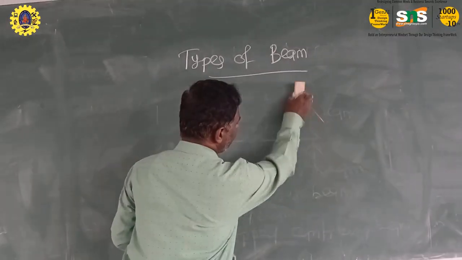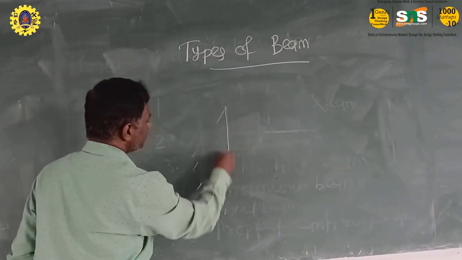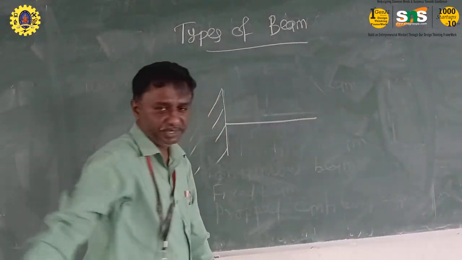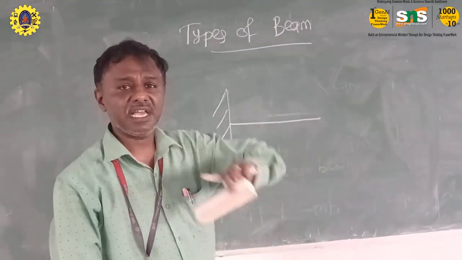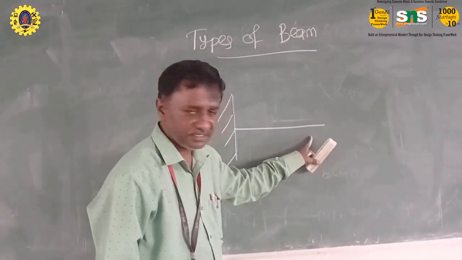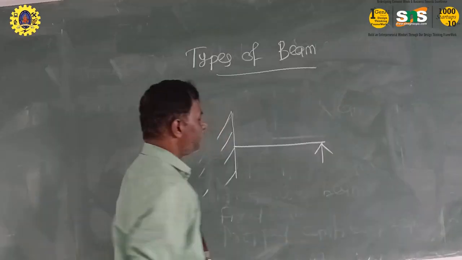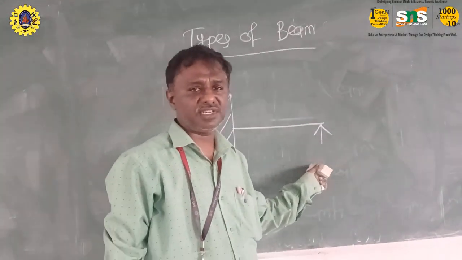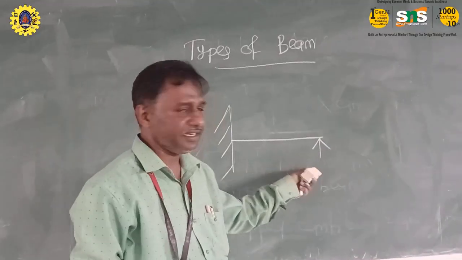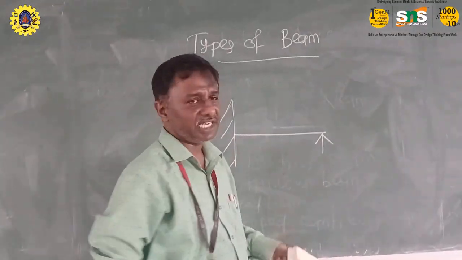And finally, we have the propped cantilever beam. Since this is a cantilever beam, a propped cantilever beam means another support acts at the other end. It can have another support, a hinged support or a roller support. One extra support is there at the other end. That is called a propped cantilever beam. So this is about the types of beams.